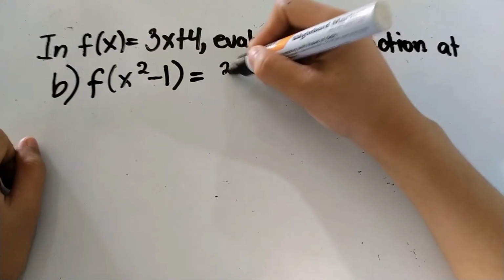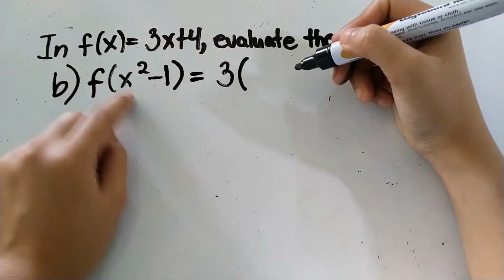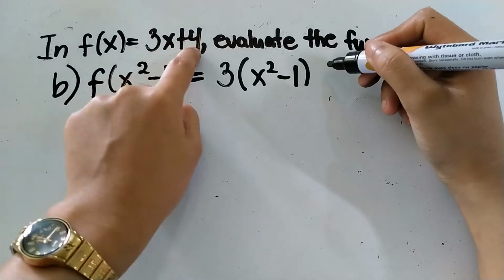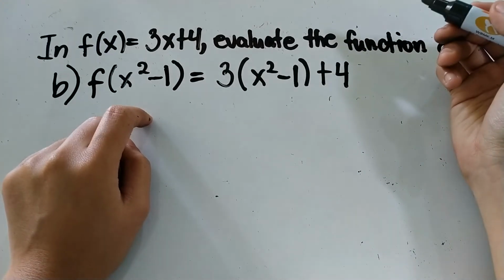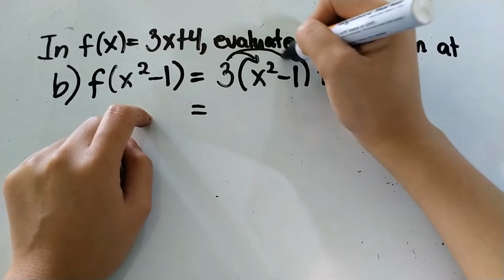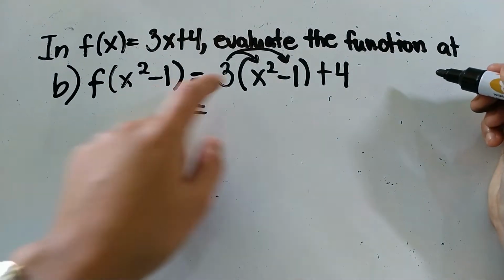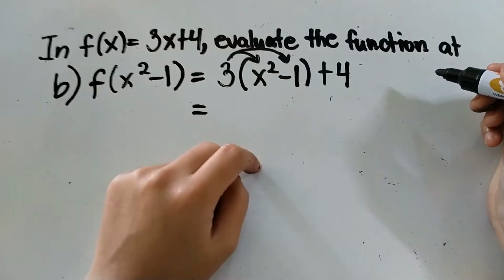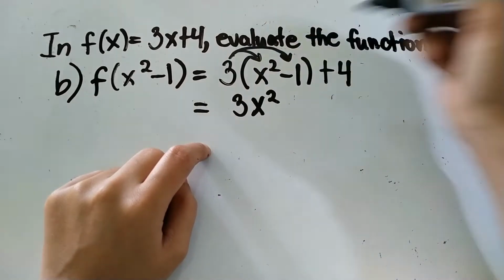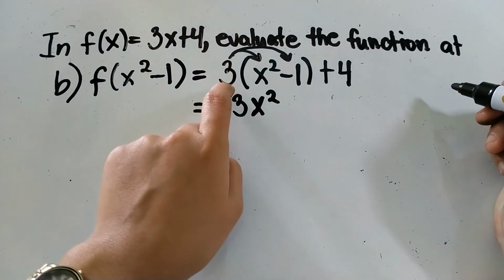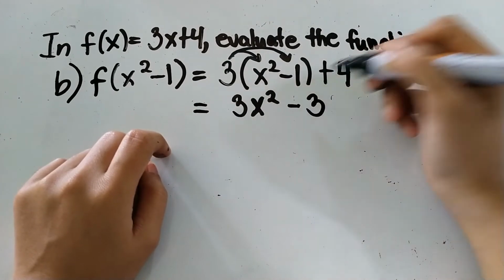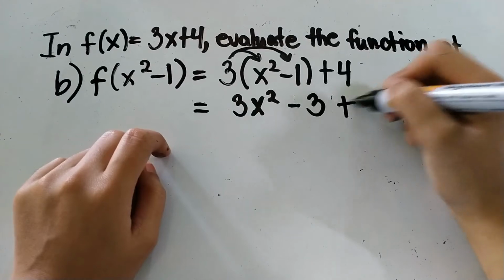So let's do the process. 3 times, since this is x and our x is x squared minus 1 plus 4. What's the next step? Anong ginawa natin ulit kanina? Distribute natin sa 3 kasi that's multiplication. 3 times the binomial x squared minus 1. So 3 times x squared is 3x squared. 3 times negative 1, it's negative 3. Plus 4.